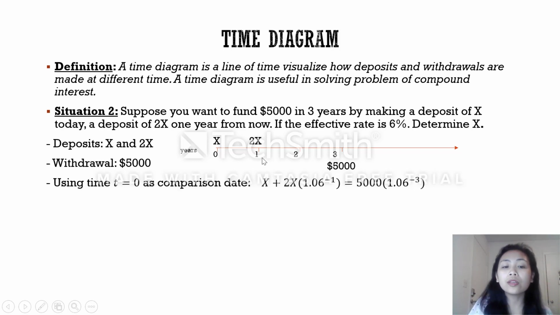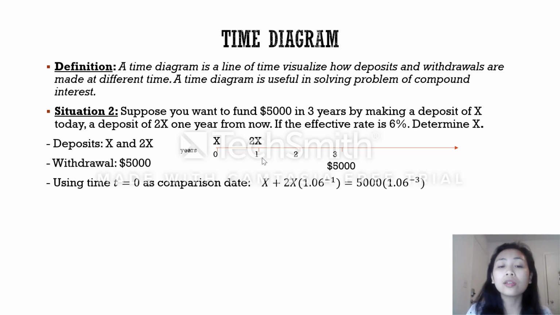If we use time 0 as the comparison day, X is still X. When you bring 2X back to time 0, that 2X is the future value after 1 year. So how much should you deposit to have 2X in 1 year? That should be 2X times 1.06 to the negative 1. And 5,000 at time 3, brought to time 0, should be 5,000 times 1.06 to the negative 3.